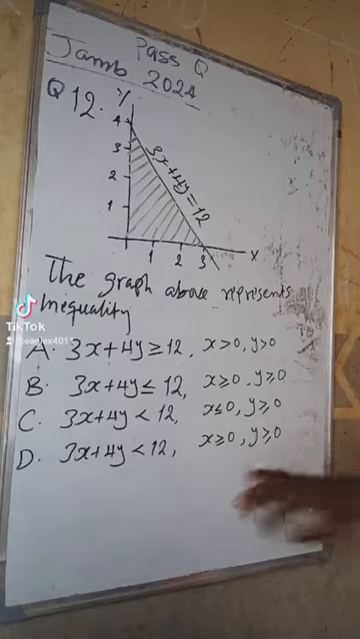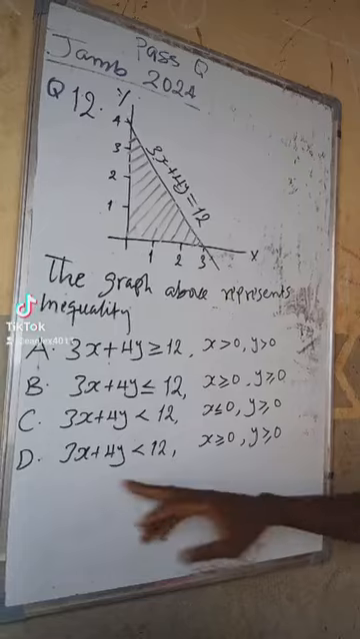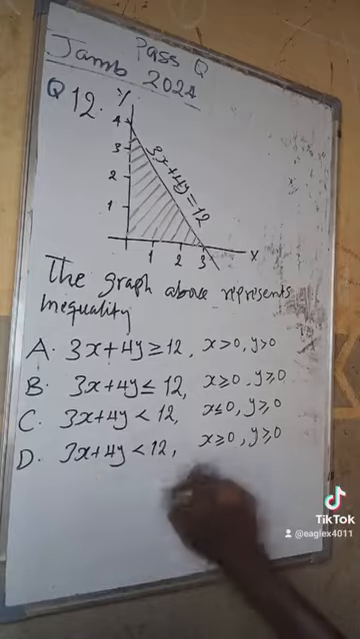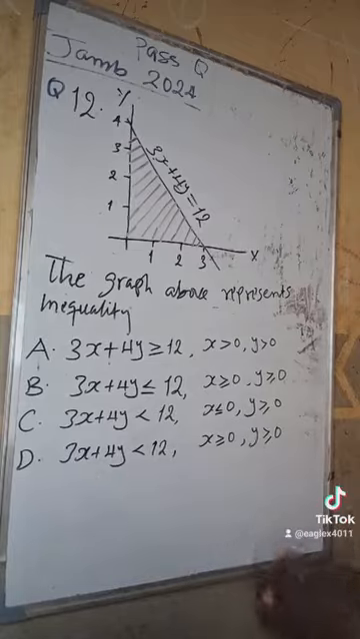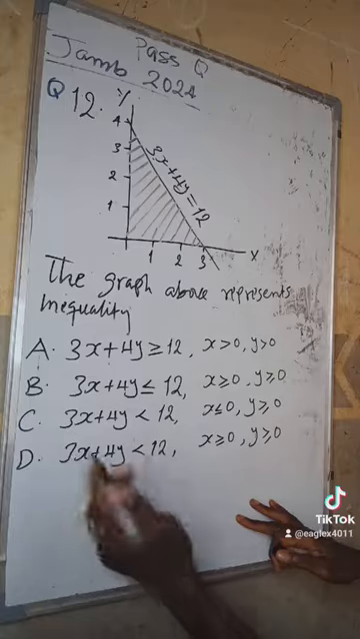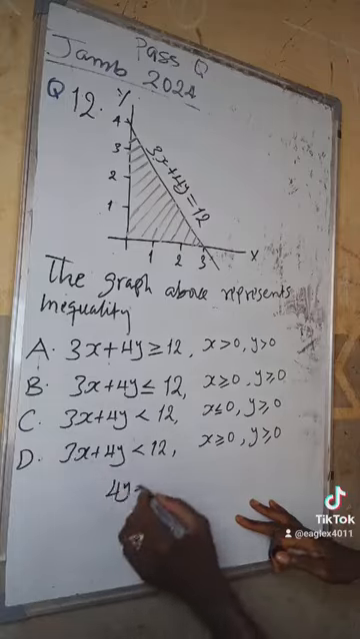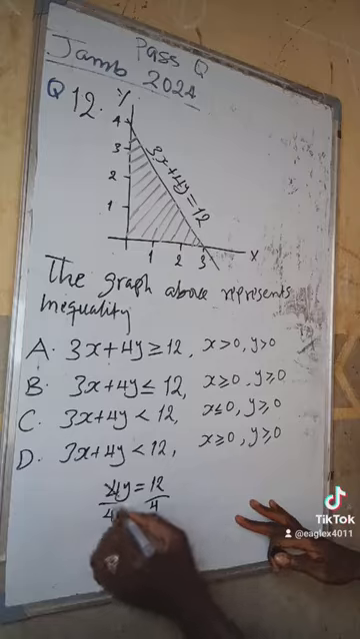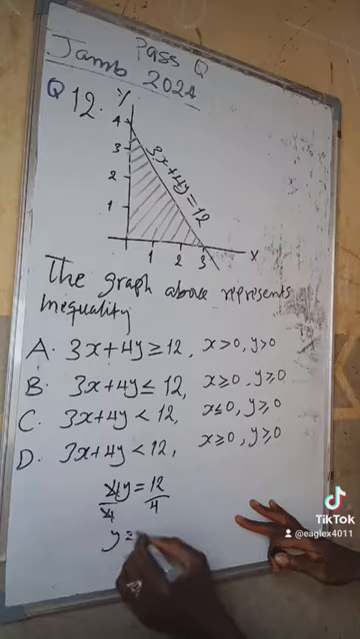As you can see here, if you say that x is equal to 0 and you substitute 0 in terms of x here, then definitely our value of y will give us something like this. If x is 0, then 3x times 0 will be 0. We are only left with 4y is equal to 12. We divide each side by 4. This 4 will cancel this 4. We are only left with y is equal to 3.